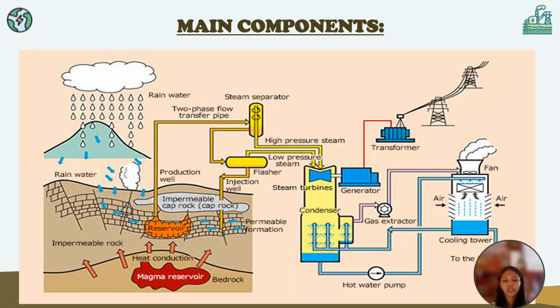Separator or flasher, then the steam will condense back to water and then goes to the injection well. So that steam will cause the turbine to rotate, then to the generator as well, producing mechanical energy and then converting it into electrical energy for power generation.